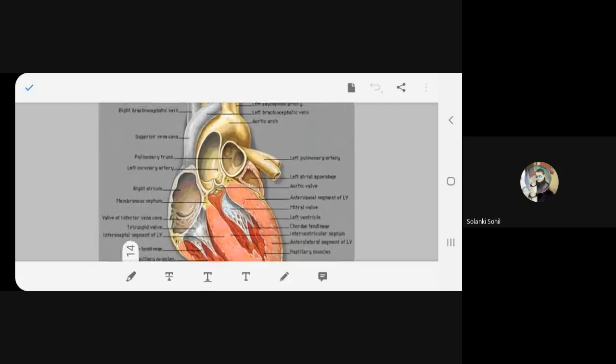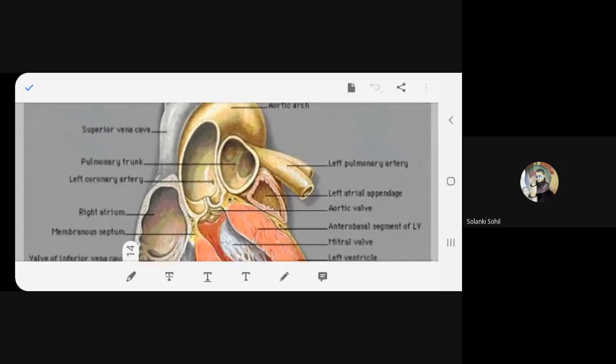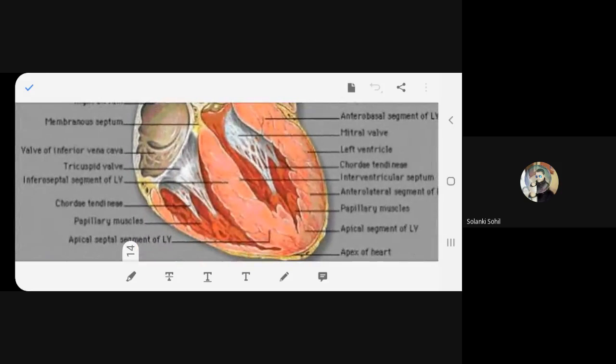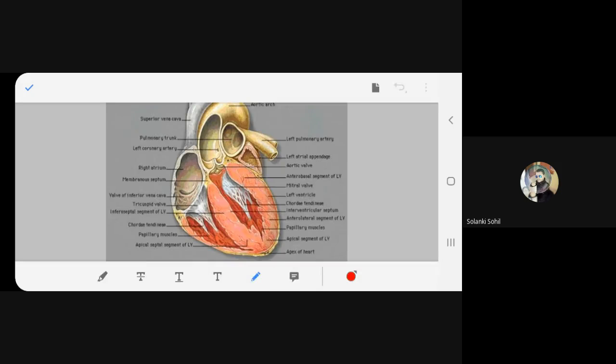If you take the cross section, this is how it looks. Beautiful, isn't it? I don't want to go into detail, but I'm just showing you. Here you can see the septum. You see the septum, beta? There. See, this is the septum. Can you see? Yes, ma'am. Such a thick septum it has. Right? And this is how our heart works.